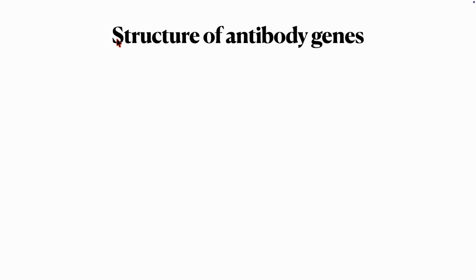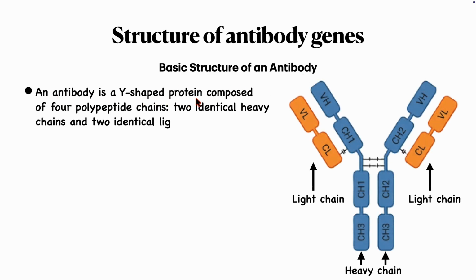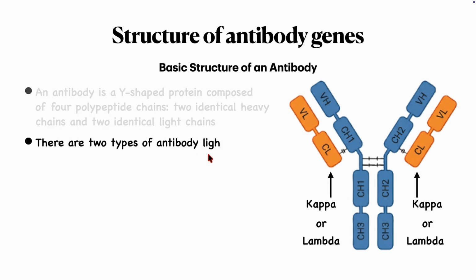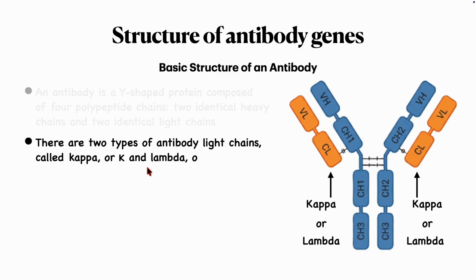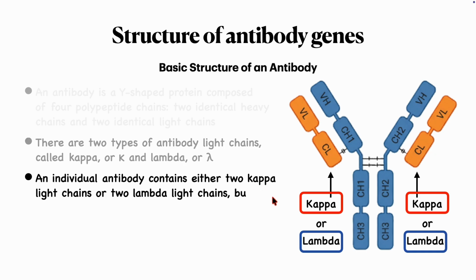Let's start with the first outline, structure of antibody genes. Before looking at the genes, let's briefly review the structure of an antibody. An antibody is a Y-shaped protein composed of 4 polypeptide chains, 2 identical heavy chains, and 2 identical light chains. There are 2 types of antibody light chains called kappa and lambda. An individual antibody contains either 2 kappa light chains or 2 lambda light chains, but not a mixture of both.